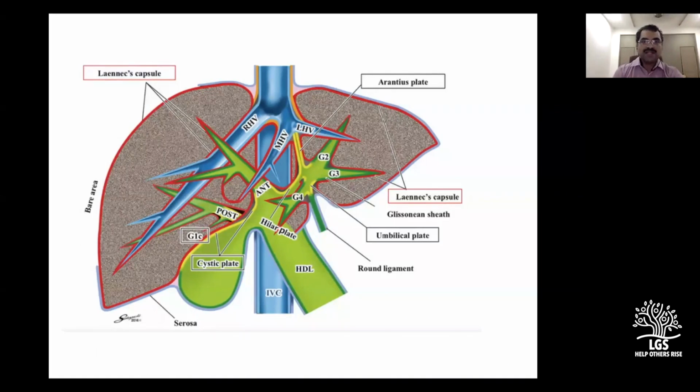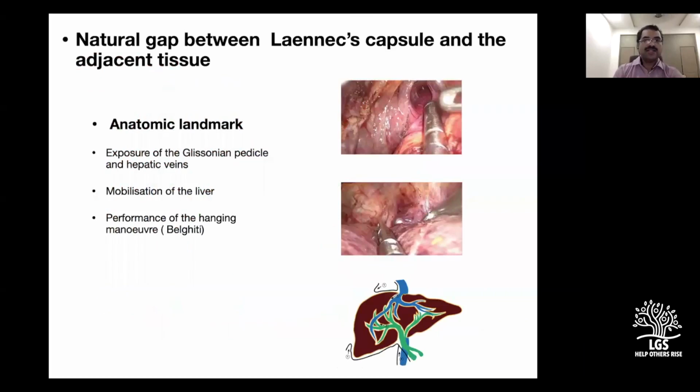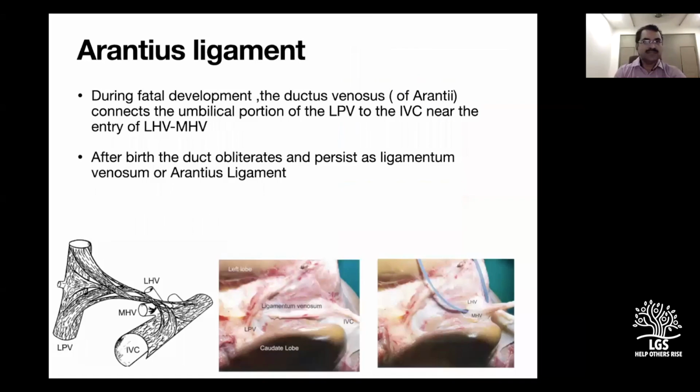So there are some areas in which there is weakening in this sheath, and that area is used by liver surgeons for doing what is called the anterior approach, or the hanging liver maneuver described by Belghiti, where you open the space in the lower part, especially above the caudate lobe, and identify a retrohepatic space over the IVC, and that tunnel is used for hanging the liver. That's called the hanging liver maneuver by Belghiti.